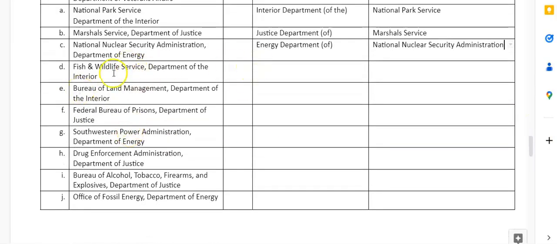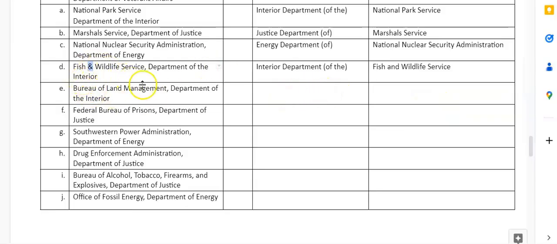Okay, for letter D, we have another Department of the Interior. So remember, we index that as Interior Department, and then in parentheses is of the. Okay. And our next level 3 is Fish and Wildlife Service. Okay, notice that I'm still writing out any symbols, just like how we learned back in rule, or I don't even remember how long ago, but probably about 4 weeks ago.